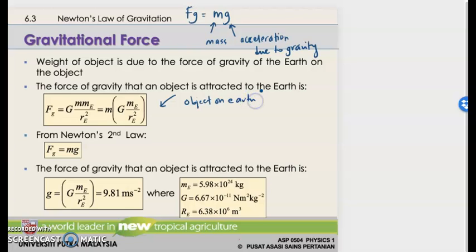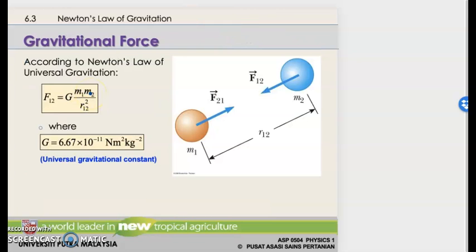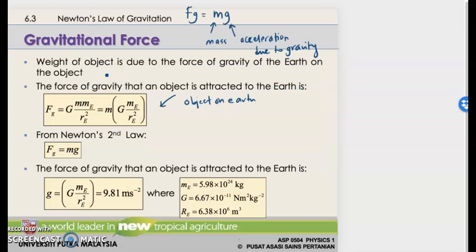So how do you use that equation? Fg equals to G, where G is just the universal gravitational constant, mass of object, mass of Earth, over radius of Earth squared. Now remember, the earlier equation was mass of 1, mass of 2, and then the radius between 1 and 2 squared. So why is it the case here? Why is radius of Earth the only radius here instead of the radius of Earth to the radius of the object squared? Why is it not like that?